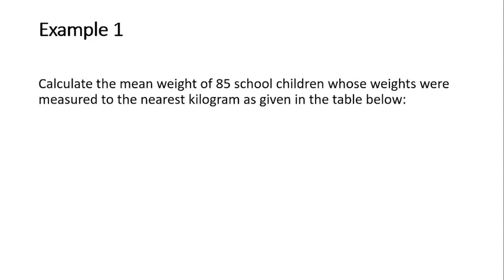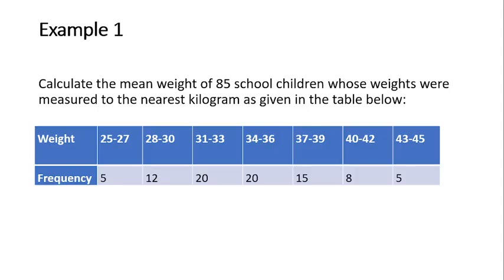So, for example, we are to calculate the mean weight of 85 school children whose weights were measured to the nearest kilogram, as given in the table below. This table gives the weight of 85 school children. So now, this is what I explained in that second formula. You have weight from 25 to 27, 28 to 30. So it is grouped data. Now it has corresponding frequency.